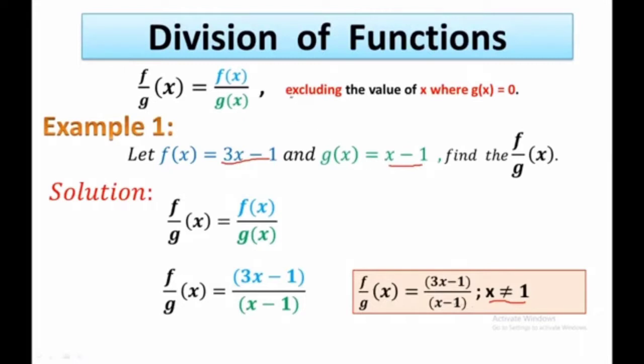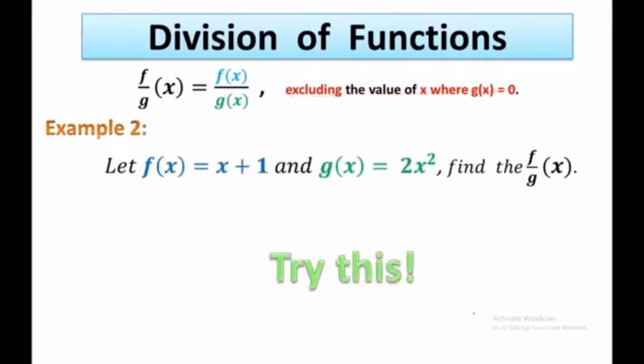So dito sa condition natin, excluding the value of x where g of x is equal to 0, dapat hindi magiging 0 yung g of x natin or the denominator. So that's why in our solution here, the x should not be equal to positive 1 because that value will make our denominator equal to 0.